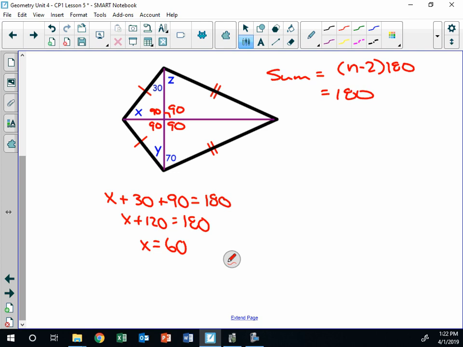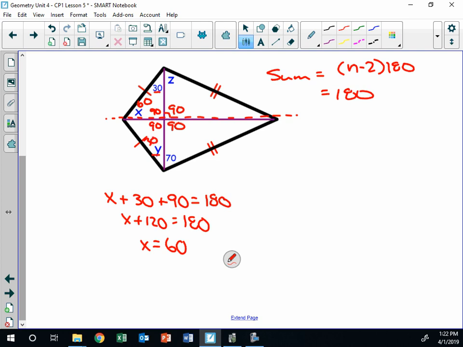We can also use that to work our way through and solve some other missing pieces. Once we have the 30, the 60, and the 90, we can work our way through to find some of the other missing pieces, and also understand the similarity that comes with having a line of symmetry. So when we have a line of symmetry, we can fold the kite along that line, and we can see that the 30 and the y are going to match up with each other.